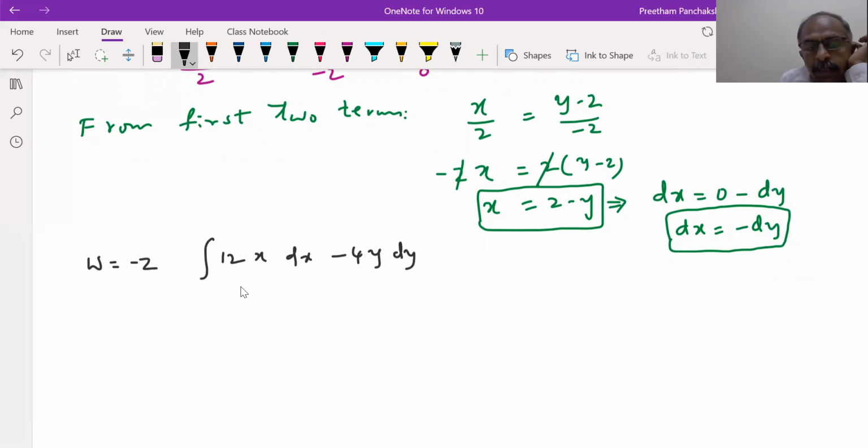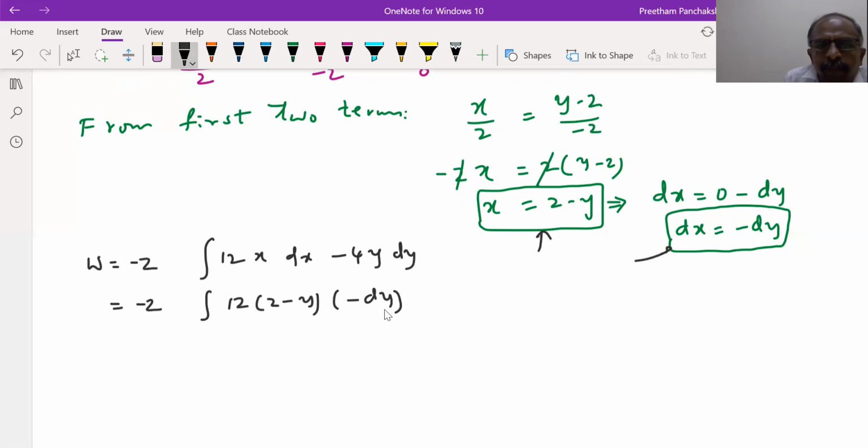If the path was not defined, I would have separated these two terms and integrated. Since the path is defined, I have to build the relation between x and y as defined by this equation and this equation. So in the complete equation, I'm going to replace x by y. In place of x, I have put 2 minus y, and in place of dx, I have put minus dy. So x is converted to y, so that x and y are related for the expected straight line.